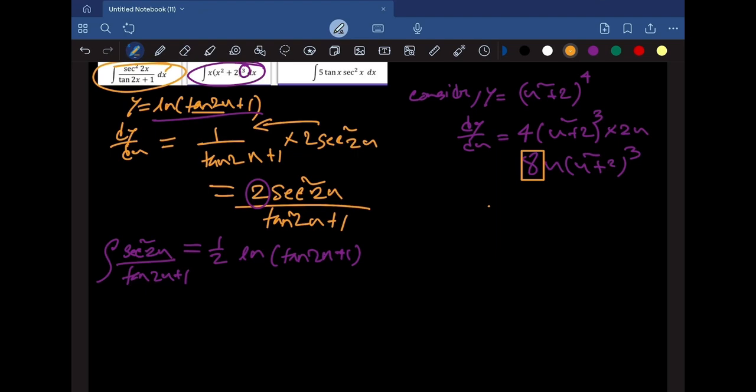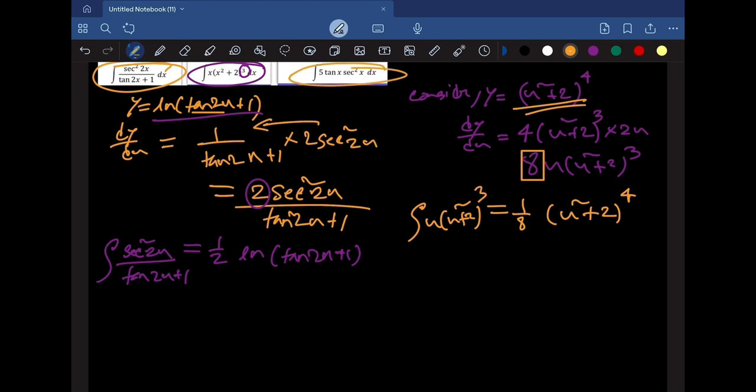So we'll just write 1 by 8 and this value, the one that we considered, which is x squared plus 2 to the power of 4, and this is the integral of x squared plus 2 to the power of 3. Hopefully you guys have understood this as well. Now let's differentiate this one, which is even easier. Okay, but still I will do it for you.